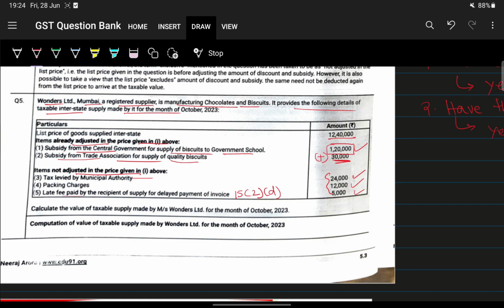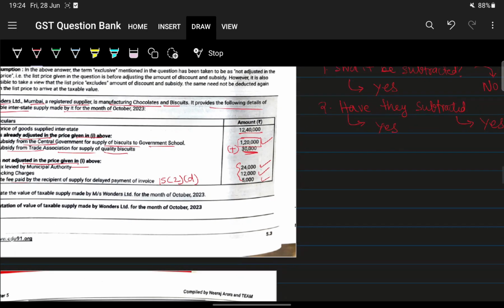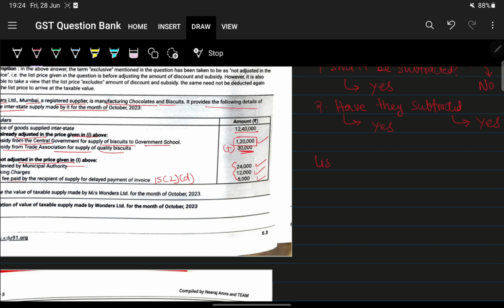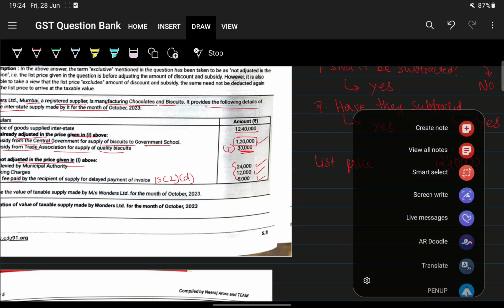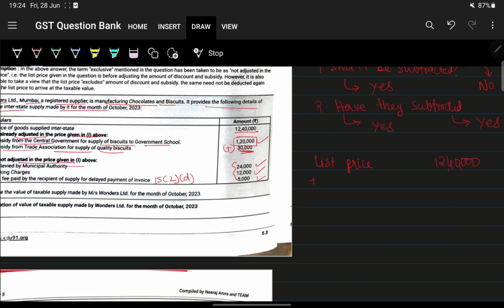So basically we'll have to take the list price, right? List price is 12,40,000. Next, just check it, it's okay. And then the second one is subsidy from government. This we will not add. Why? We'll explain it in note number 1.